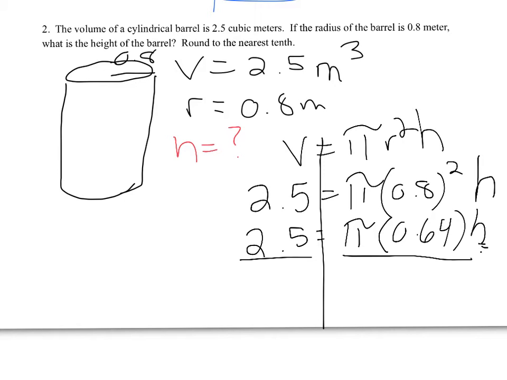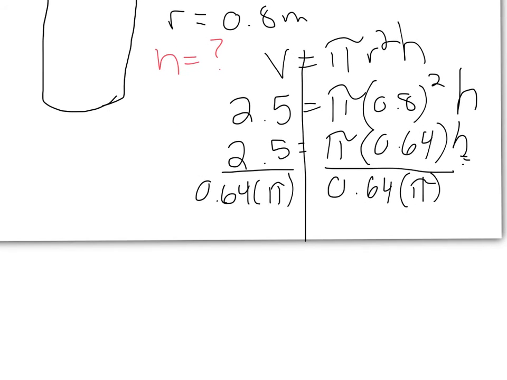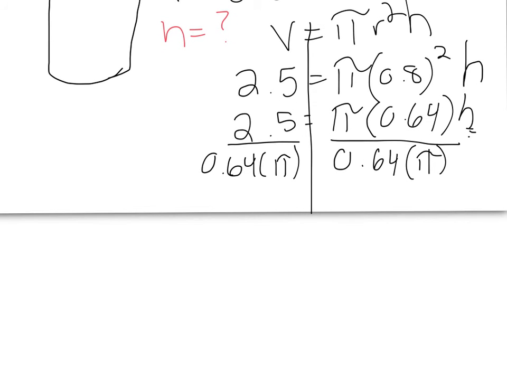And now I'm going to divide both sides, because I want to get h by itself. I'm going to divide both sides by 0.64 times pi, and I'm going to do that to both sides. Now, what I usually do is I'll plug the 0.64, and I will multiply that by my pi button, and then you'll get a really big number. Write it down. You want to be as accurate as possible. So what you'll end up getting is something that looks like this.